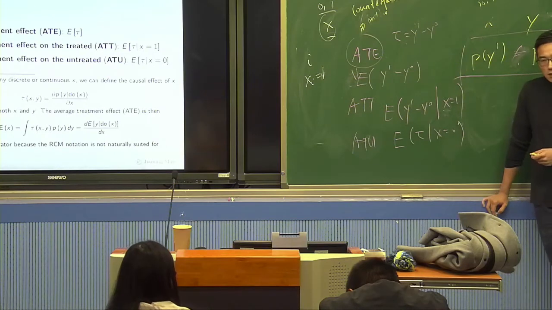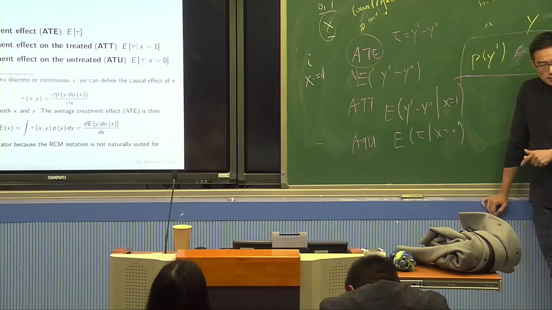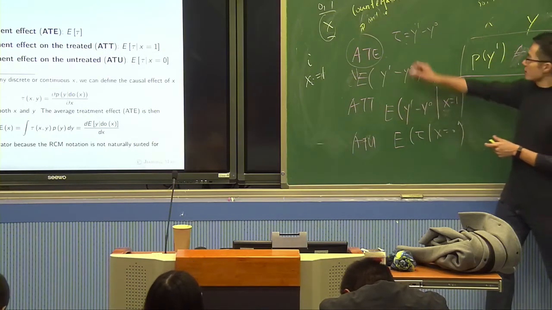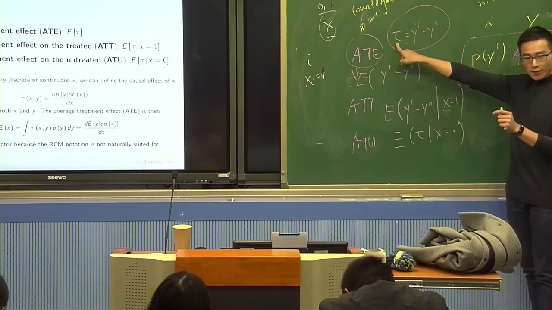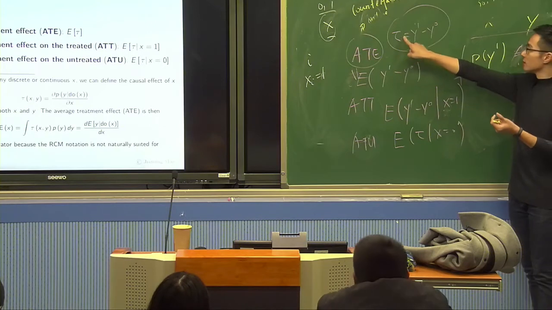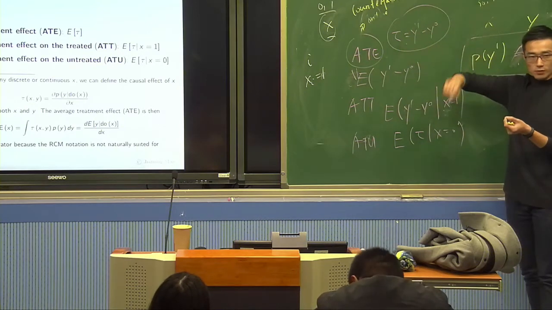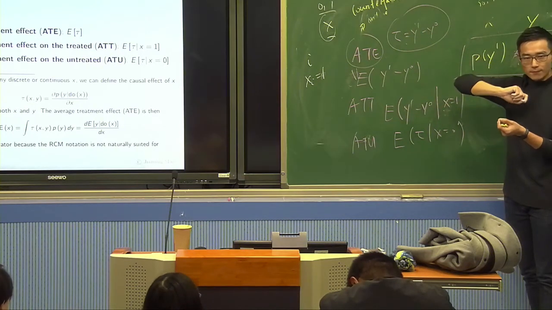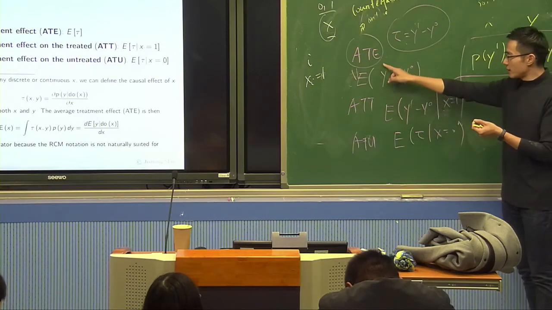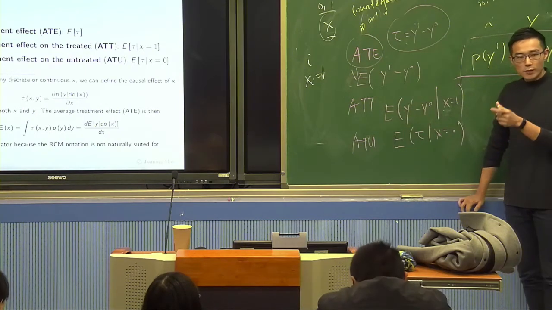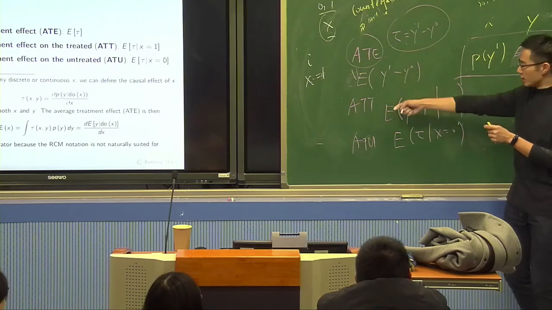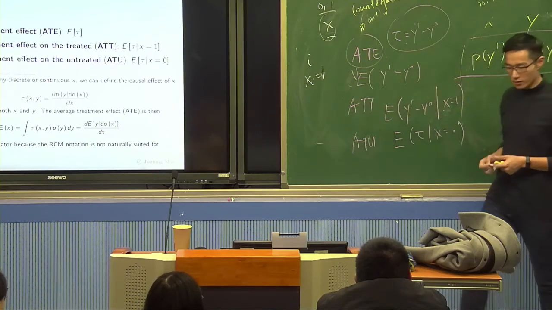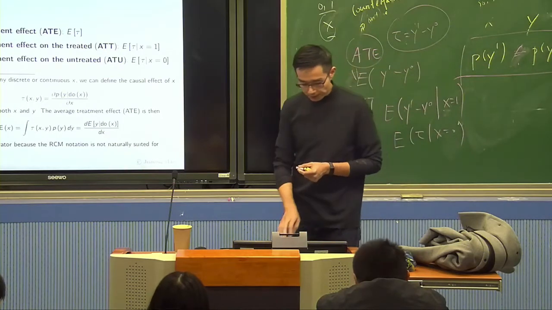Okay? That's it. So typically, people often compute these three summary statistics. Because tau, y1 minus y0, is the treatment effect. That's the causal effect. But this causal effect is a distribution, right? Because it's a random variable. Now, you can think about ATE, ATT, and ATU as simply three summary statistics about this distribution: the mean, the mean conditional on x equal to 1, and the mean conditional on x equal to 0.